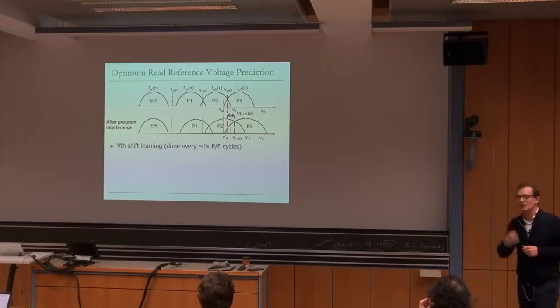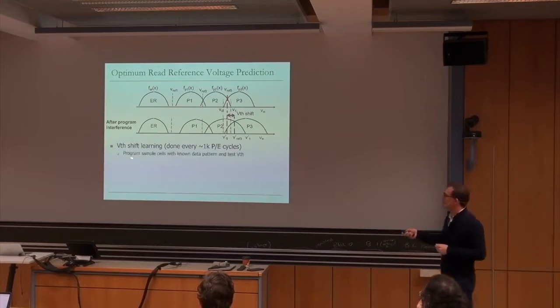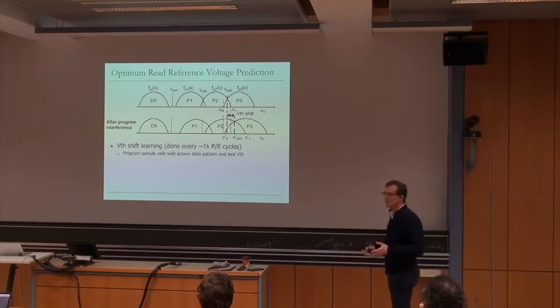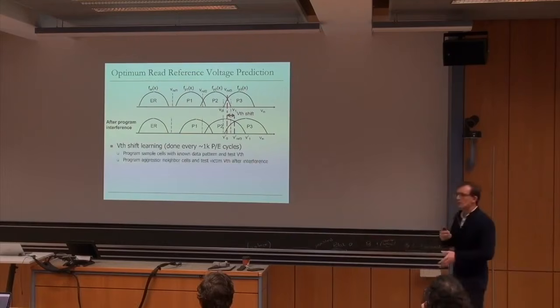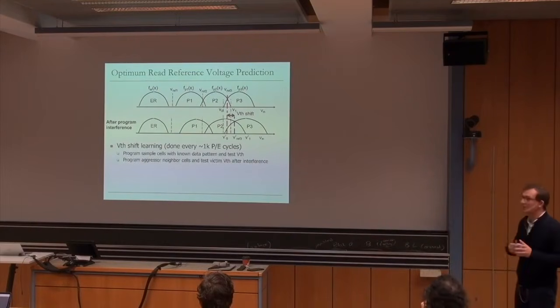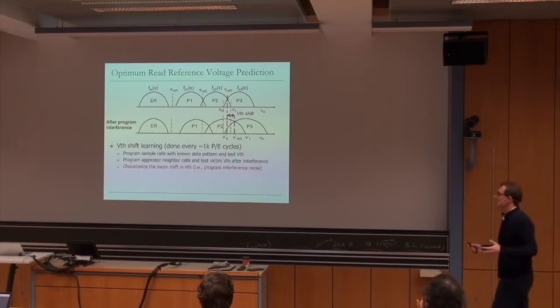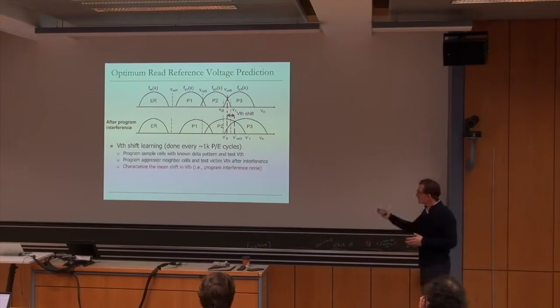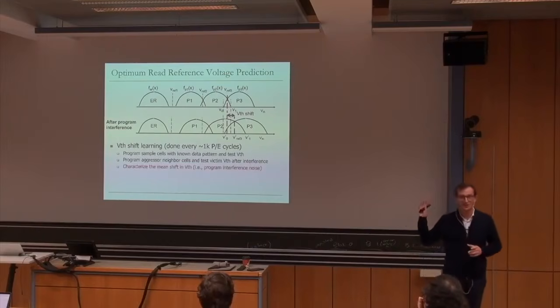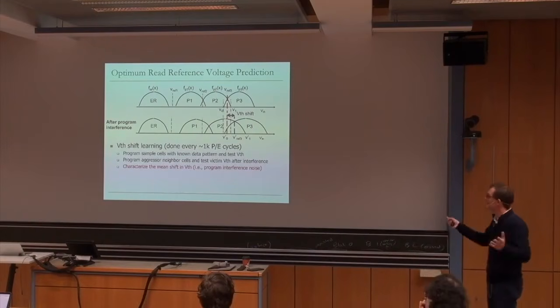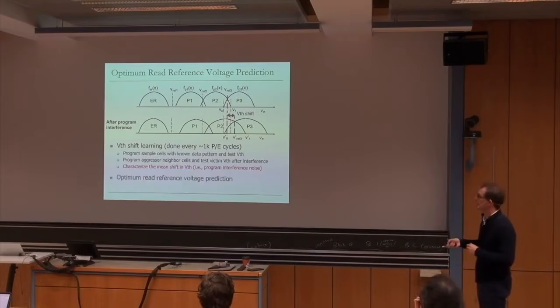This is done every some number of programming erase cycles, and flash controllers actually do this right now. You program some sample cells with known data pattern and test the threshold voltage. And you program some aggressor cells and test the victim threshold voltage after interference. And you characterize a mean shift in the threshold voltage. This is called program interference noise. I'm taking an example with program interference. Of course, there are many other effects that cause this threshold voltage shift.